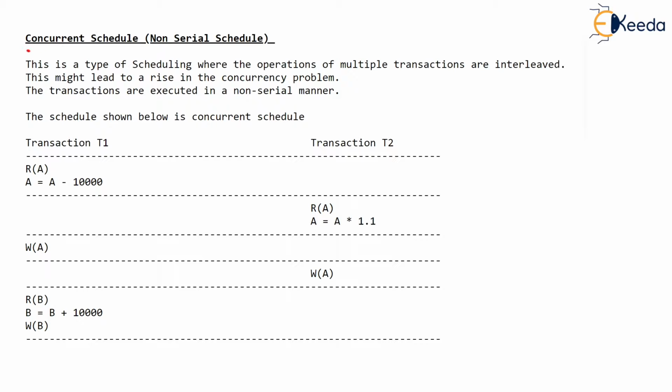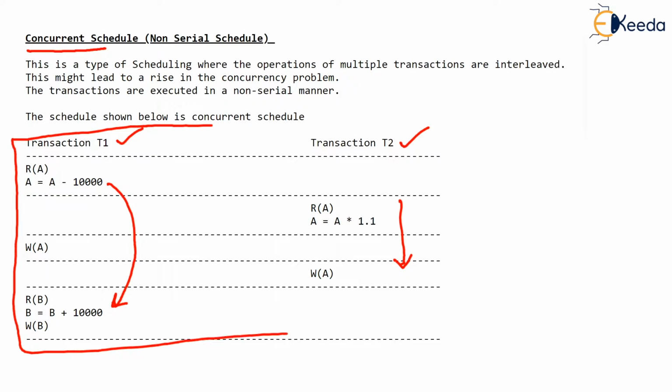So, what do you mean by concurrent schedule? Let's say that there are two transactions, T1 and T2, and T1 is responsible for transferring 10,000 rupees from account A to account B, whereas T2 is responsible for offering 10% interest to account A. Now, these two transactions are different transactions, but both run concurrently, and hence both make a schedule. So we say this schedule is a schedule of two transactions running concurrently.